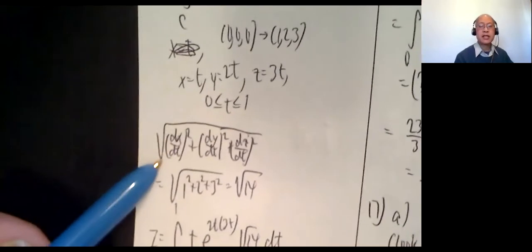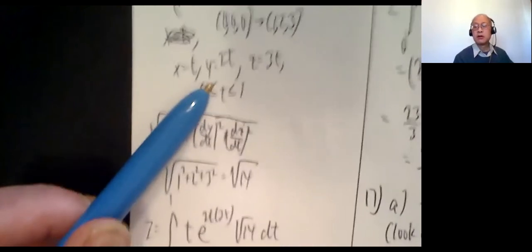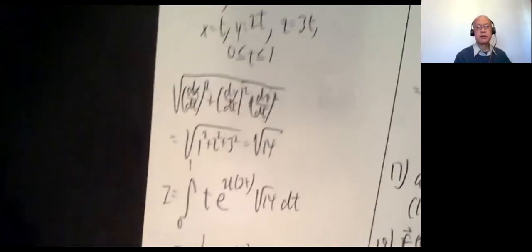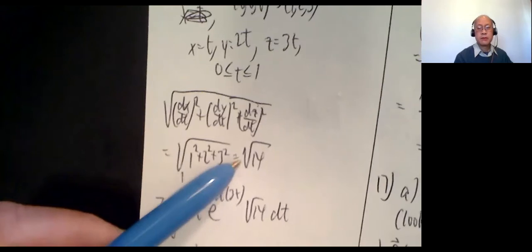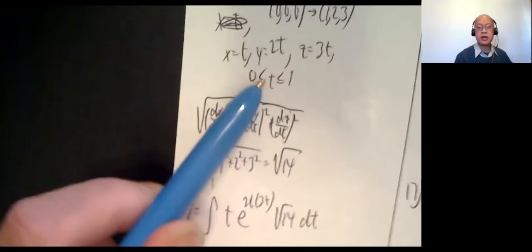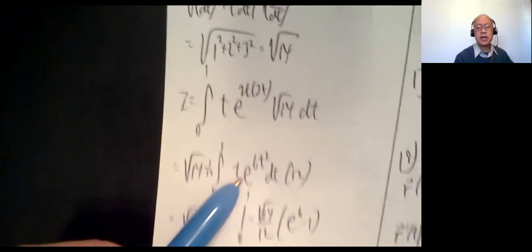Okay, so ds is the square root of dx/dt squared, 1 squared, plus dy/dt squared, 2 squared, plus dz/dt squared, 3 squared, radical 14. Okay, so I just plug everything in. x e to the yz. x was t, e to the y is 2t, z is 3t. Take out the radical 14 as a constant. So I have t e to the 6t squared dt.